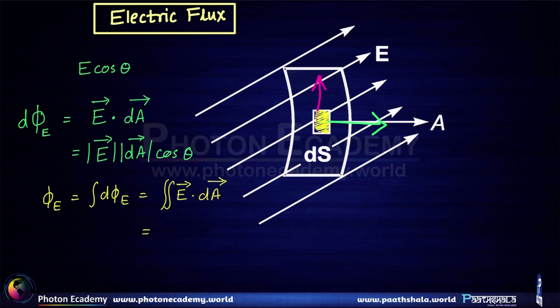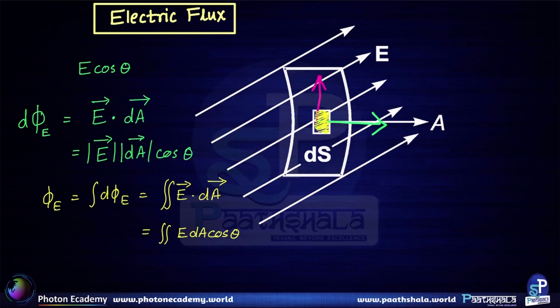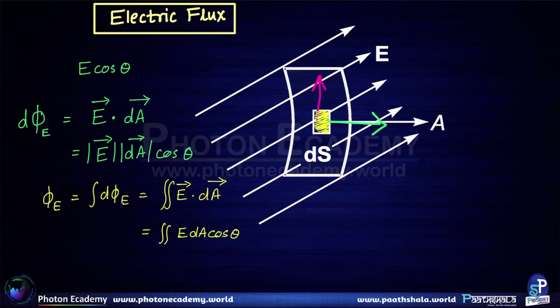So this also comes out to be E dA cos theta. Let us understand that this value cos theta will be different at different points on the area, and hence this particular value of cos theta will have to be taken as per the geometry of the situation and the direction of the electric field, and this is the definition of what we can call the electric flux.